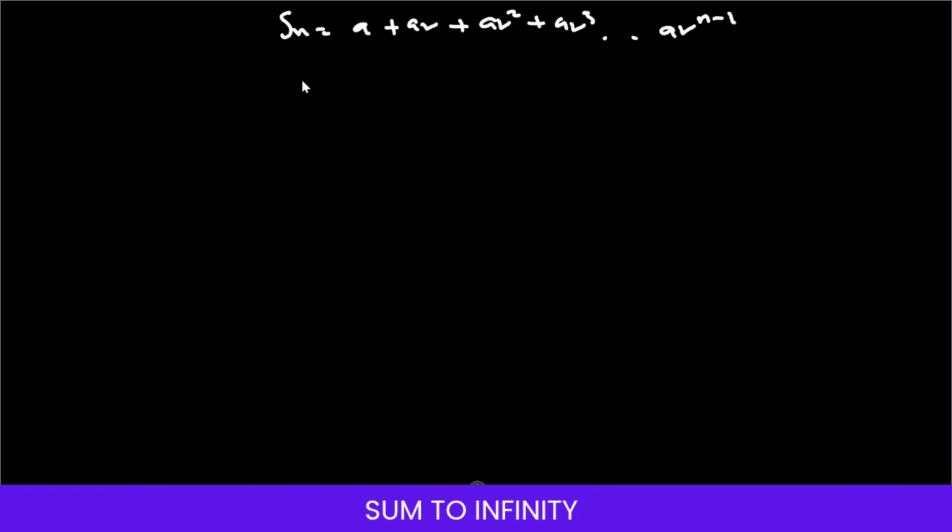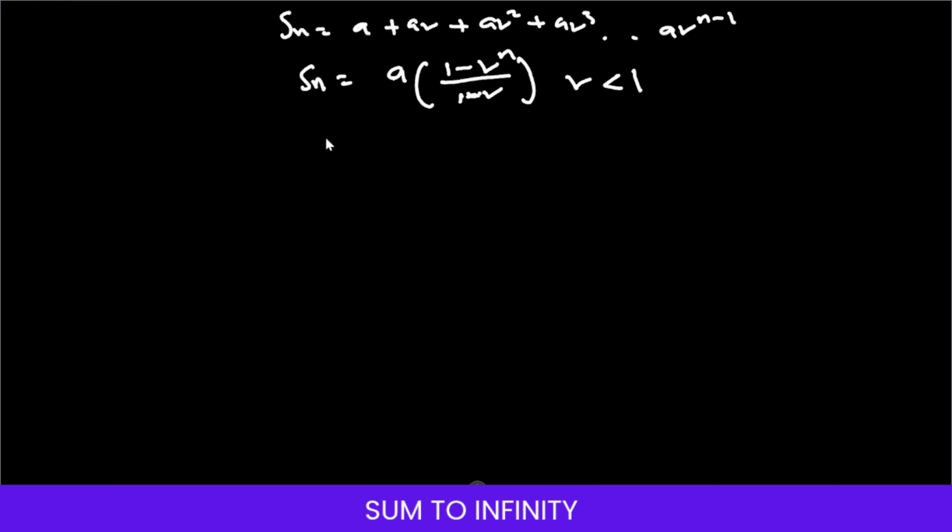Now we've already established that the general term for the sum of the progression is given by a multiplied by 1 minus r exponent n, divided by 1 minus r. And this is in the case where r is less than 1.